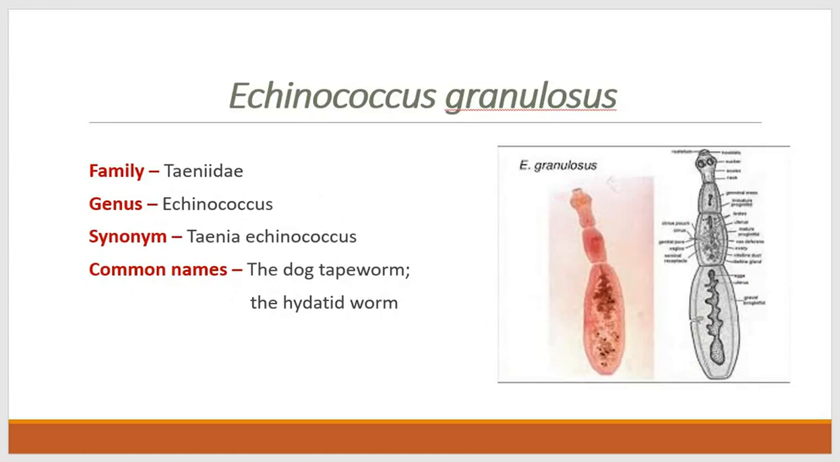This Echinococcus granulosus belongs to the family Taeniidae, the genus Echinococcus. Its synonym is Taenia echinococcus, and the common names are the dog tapeworm or the hydatid worm. The picture can be seen in this slide. Okay, you can see the structure.